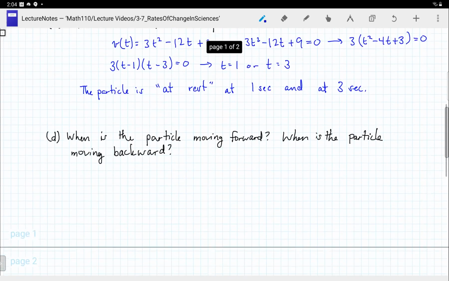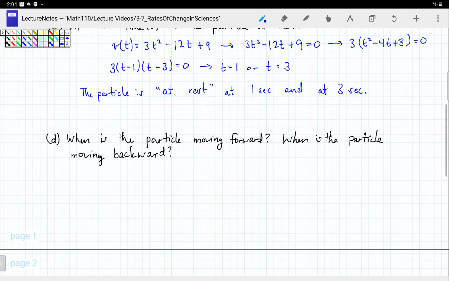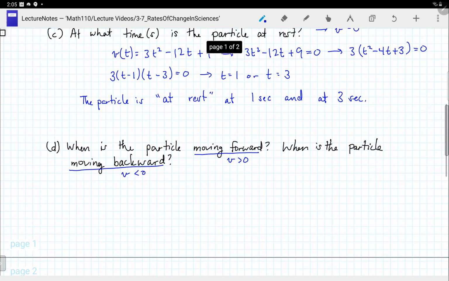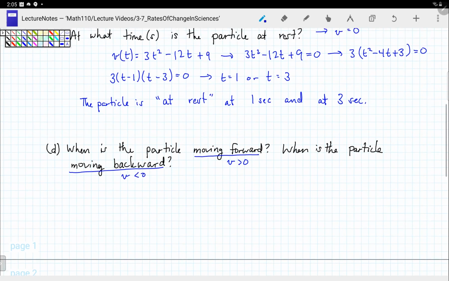Okay. When is the particle moving forward and when is it moving backward? So if you want to think about what this is asking about, moving forward means the velocity would be positive. The velocity is positive, and moving backward, the velocity is negative. Take a moment. Here's our velocity function up above. Think about how you would figure out when the velocity is positive, when the velocity is negative.